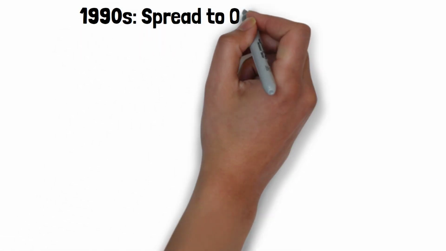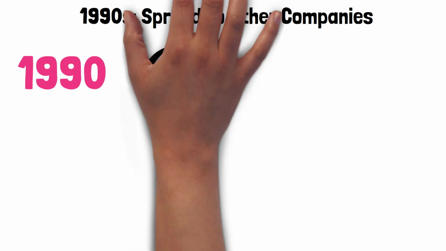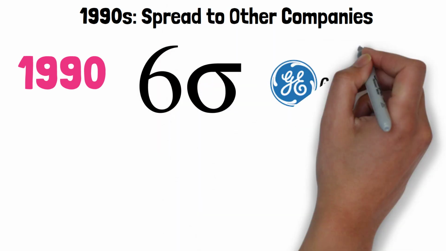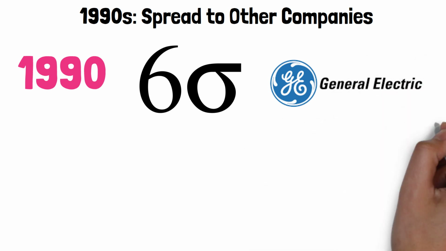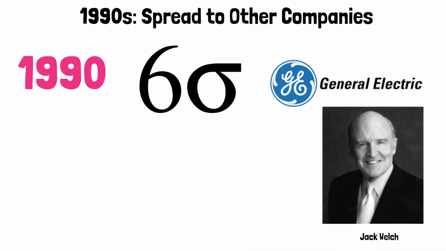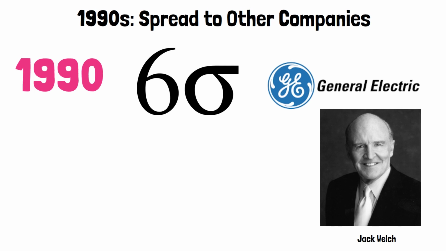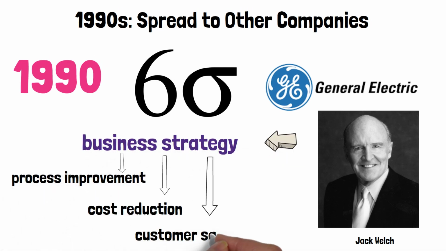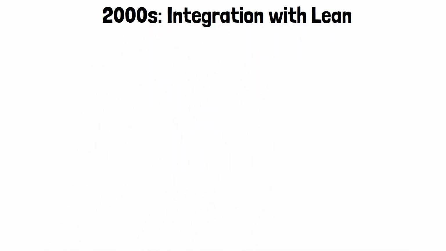1990s, spread to other companies. In the 1990s, Six Sigma gained popularity and was adopted by other major companies, including General Electric under the leadership of Jack Welch. Welch's commitment to Six Sigma helped popularize it as a business strategy focused on process improvement, cost reduction, and customer satisfaction.